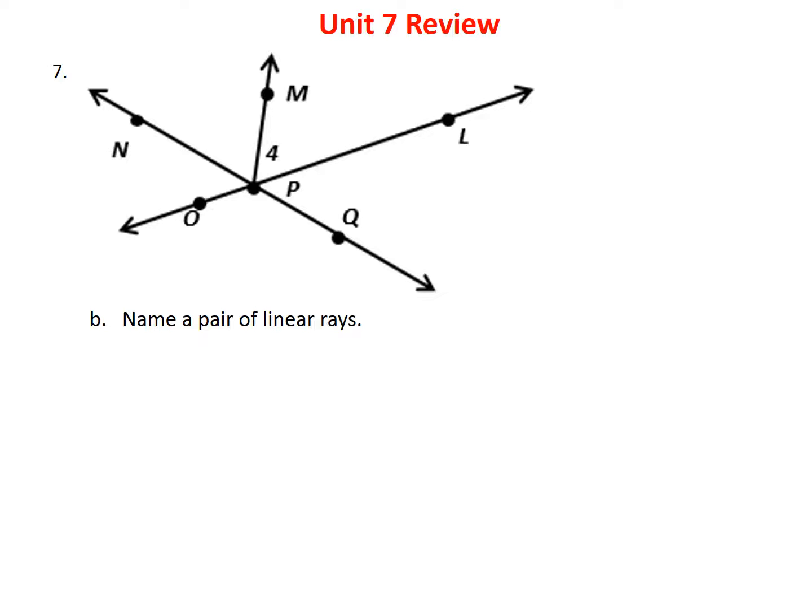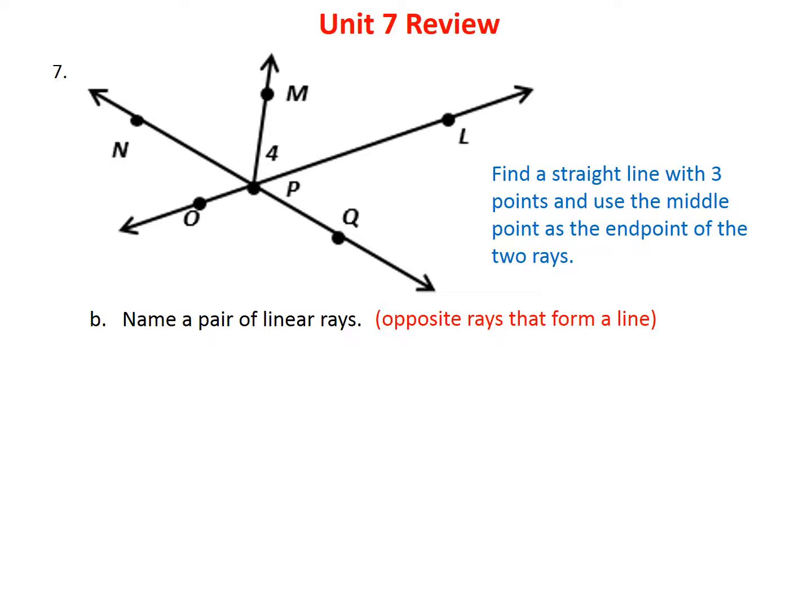Problem 7b asks us to name a pair of linear rays. This is actually not a good term. What we really mean here is name me a pair of opposite rays. Remember that 2 opposite rays form a straight line. So what we need to do is just find a straight line with 3 points, and we'll use the middle point as the endpoint of the 2 rays. Here's a ray starting at P going that way and going that way. Notice they form a straight line. So my answer here is PO and PL. There's another set here as well. If I use this other line, I have PN and PQ. Notice we can't use the line PM only because it only goes one direction. There's one ray up, but there's not another ray coming down.